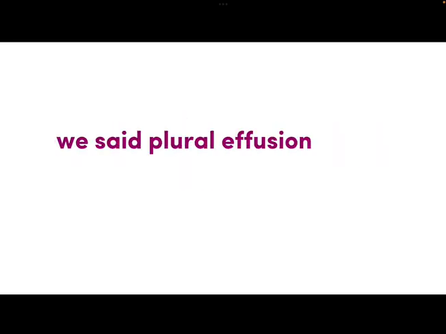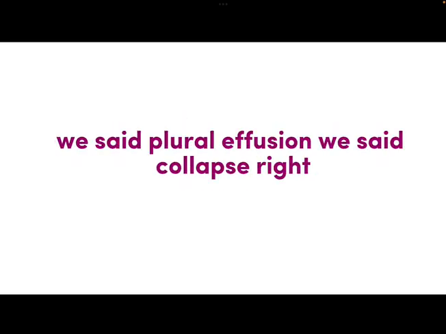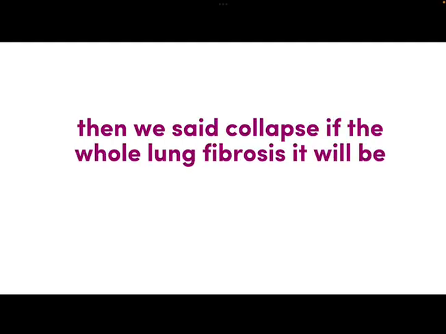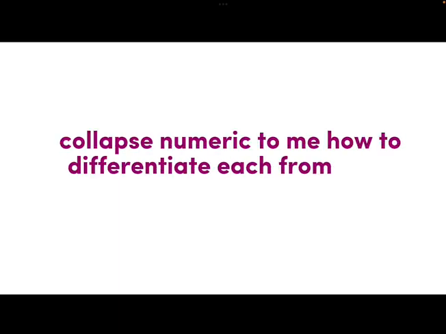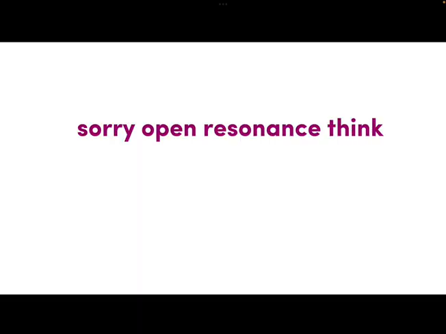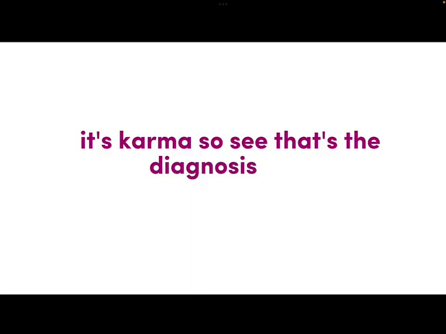We said pleural effusion, we said collapse, right? If the whole lung fibrosis, it will behave also like that. So the pleural effusion, collapse, pneumonectomy, how to differentiate each from the other? Can you say? Any idea? What will happen if there is a pneumonectomy or lobectomy? Sorry? Vocal resonance reduced. Think from the inspection. What will happen? Scar mark. So see, that's the diagnosis.